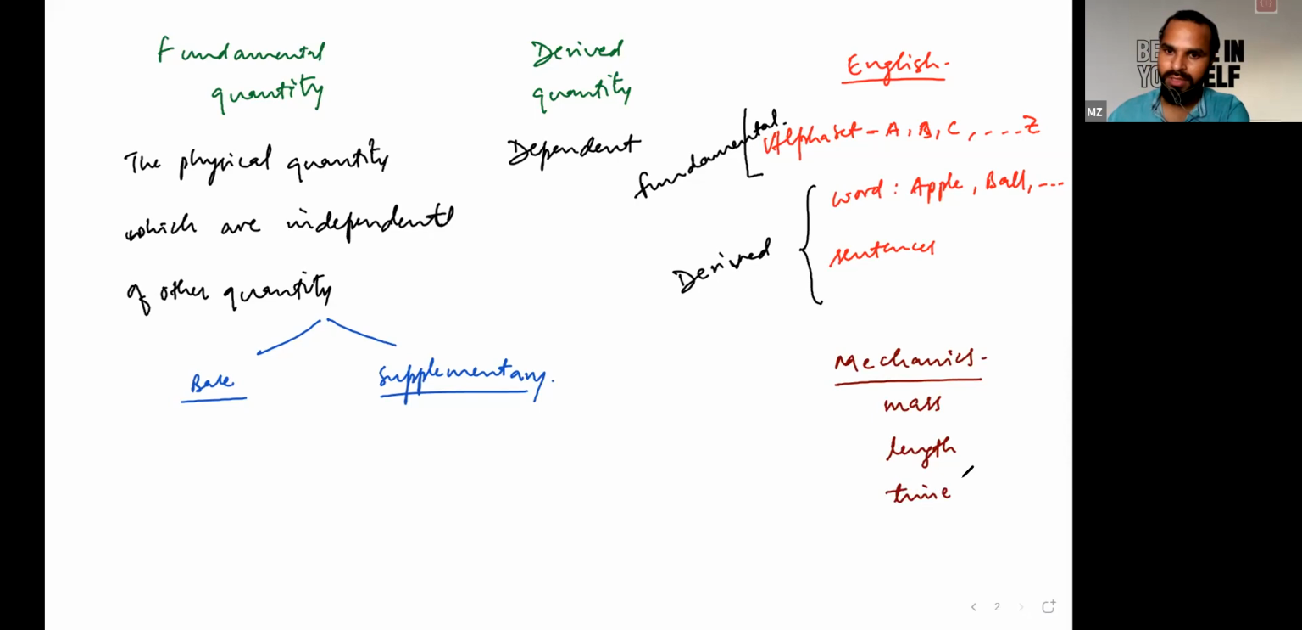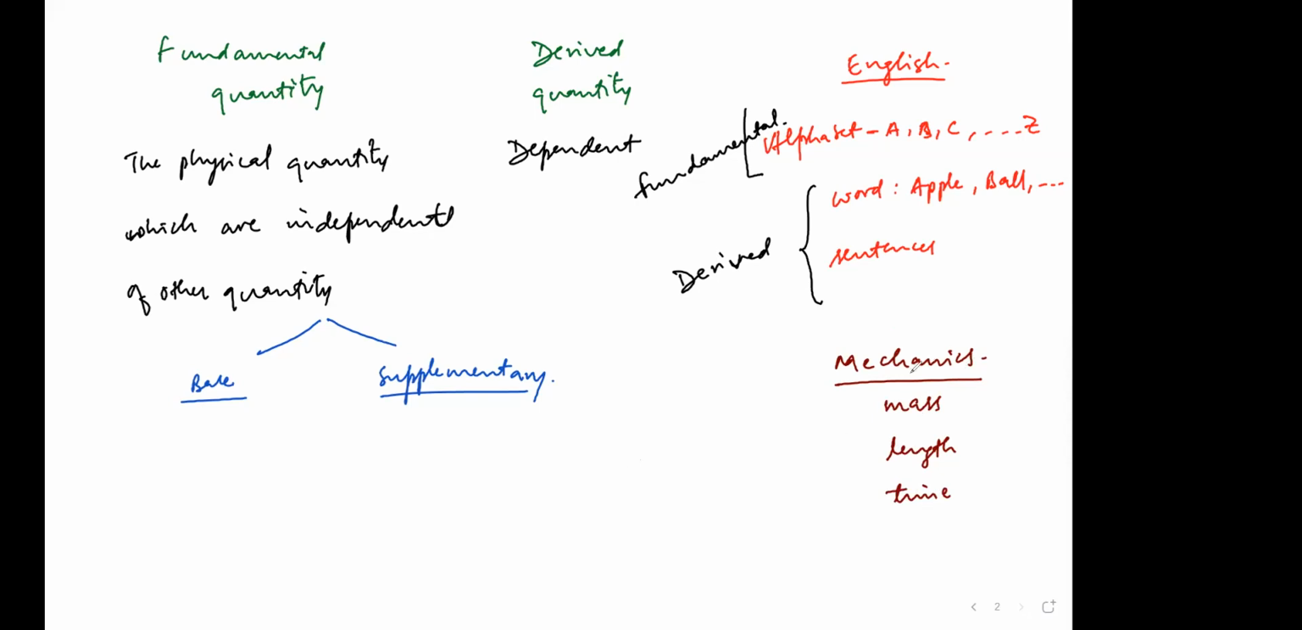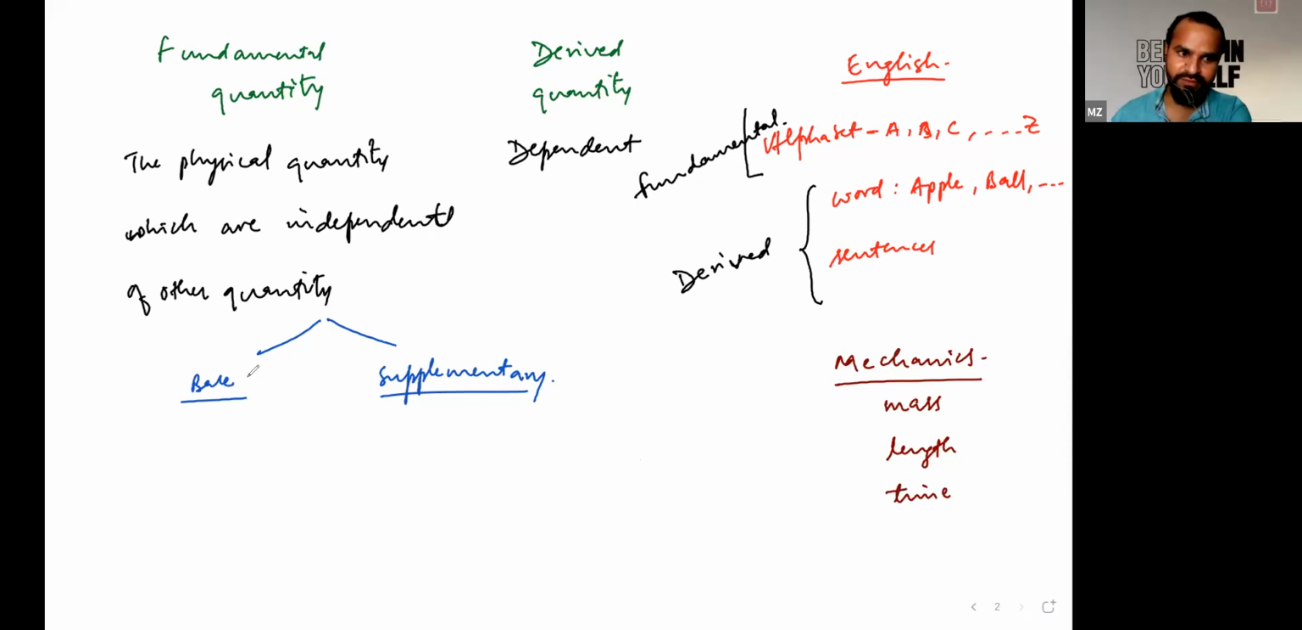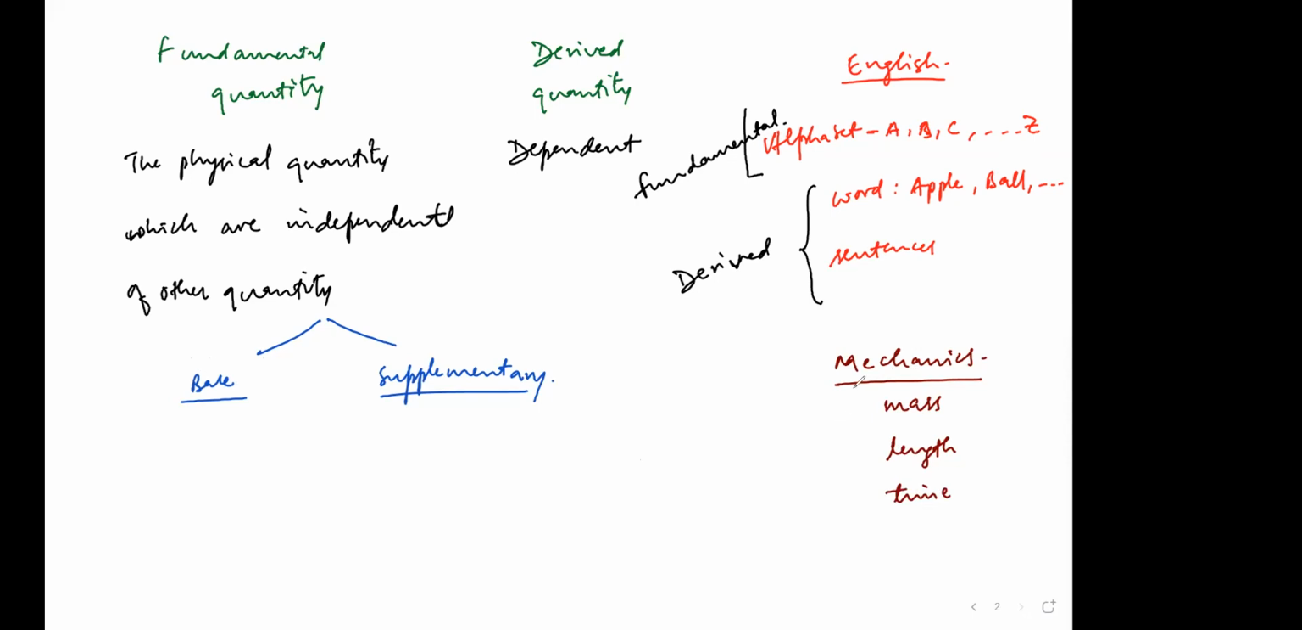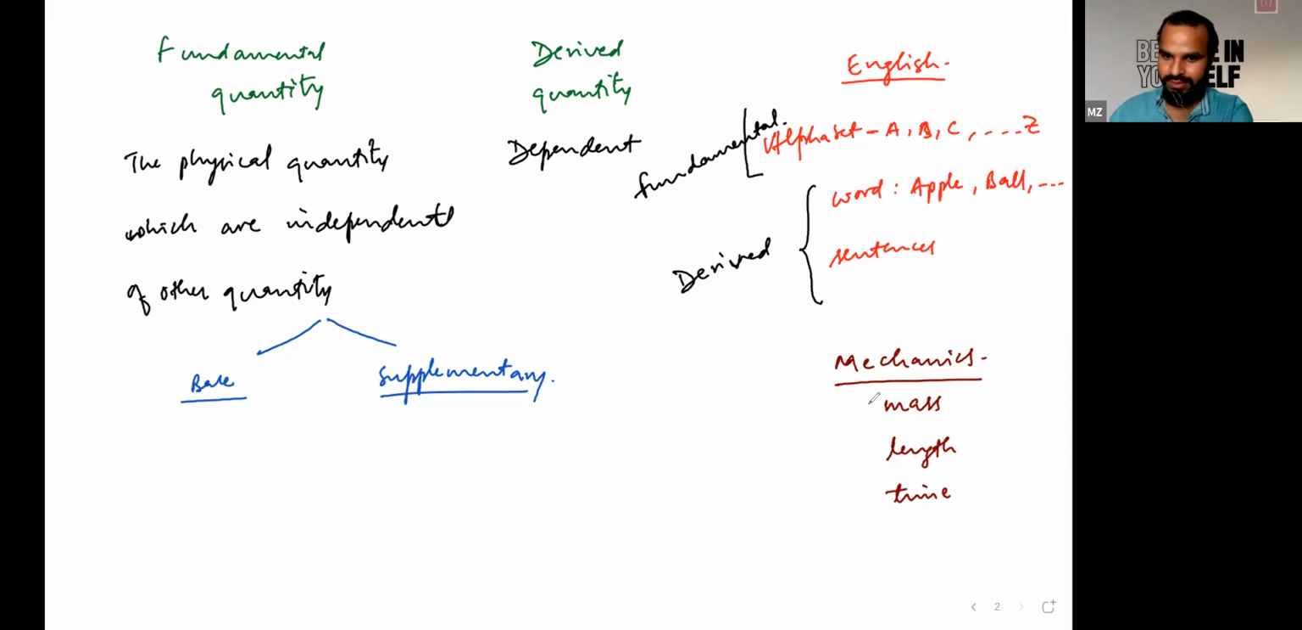So all of the quantities which deal in this... Yes, sir, can you explain that supplementary thing? I will explain later. First of all, for this particular base quantity I'm defining. Okay, sir. So in mechanics, we deal with just three terms: mass, length, and time.